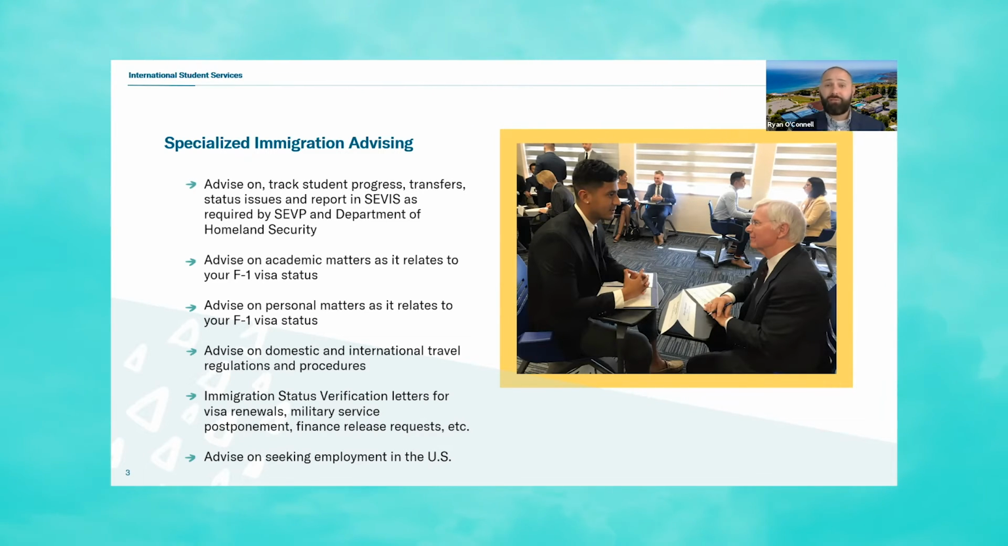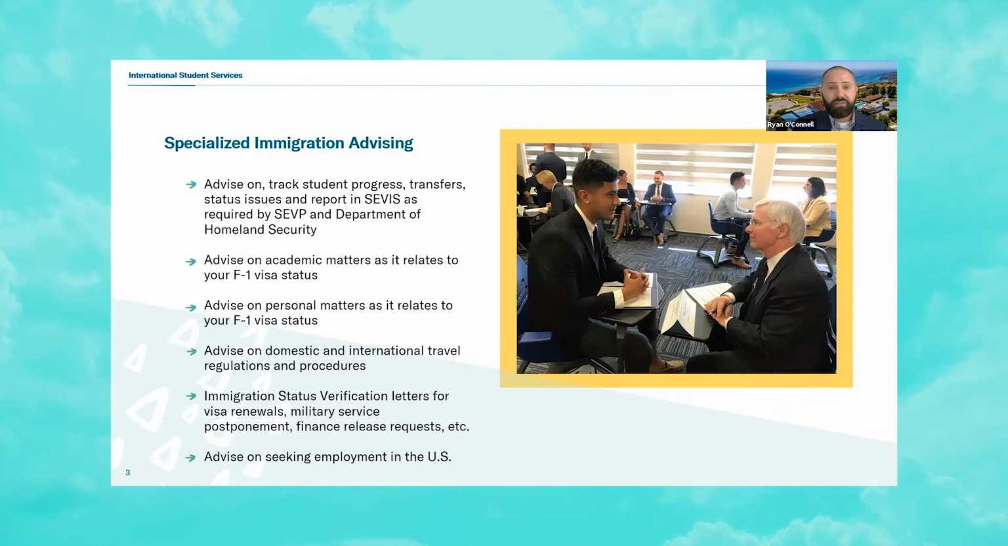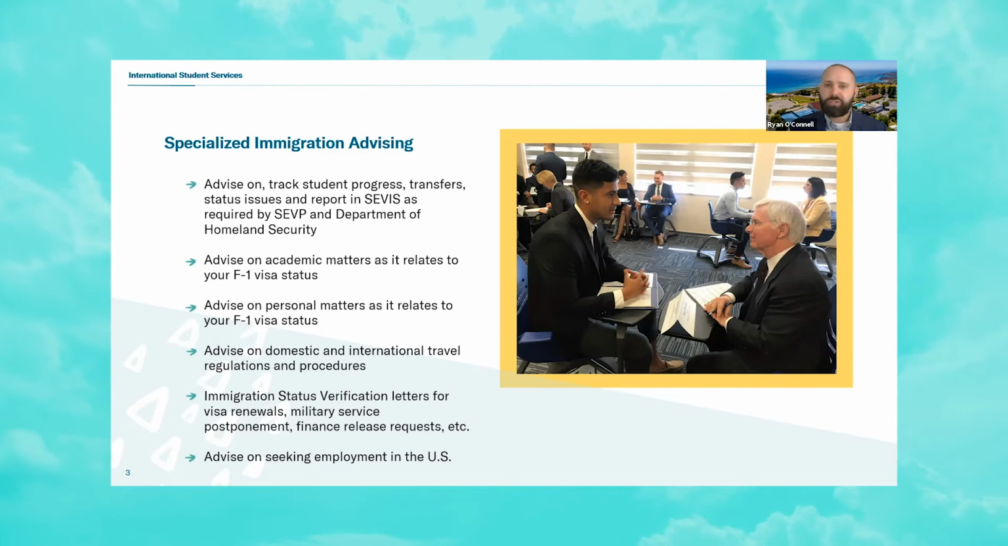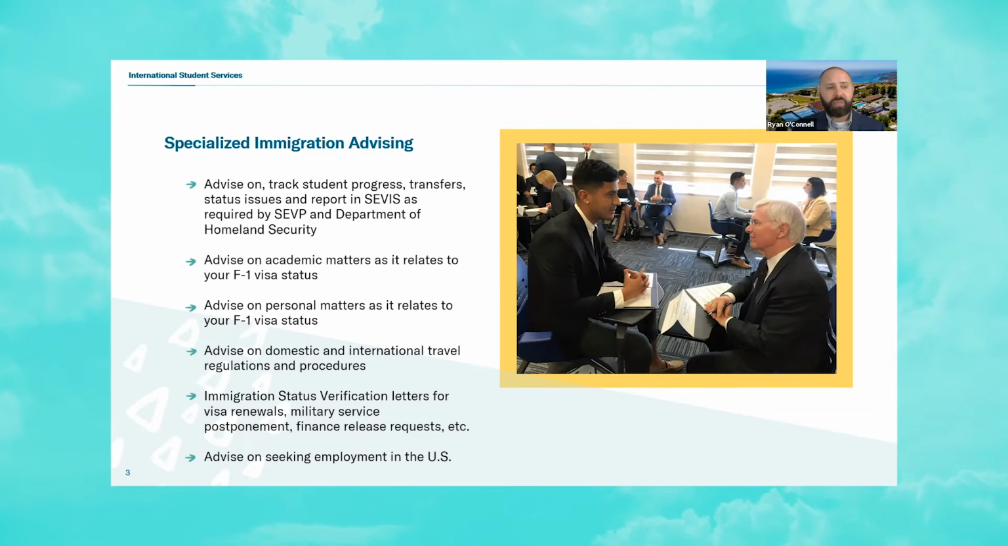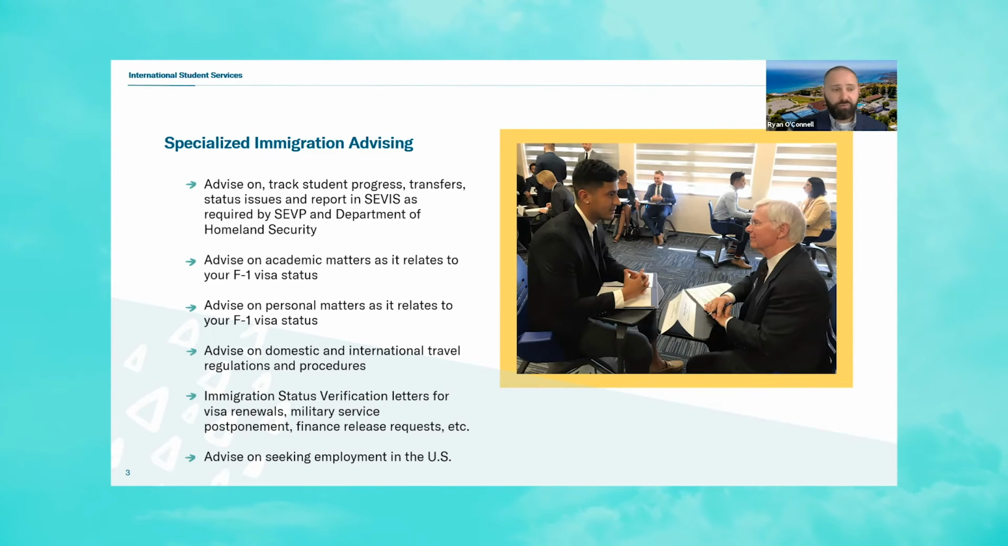I'm going to do some government reporting, which is required of us from the government, to help you maintain your visa status and make sure that you're doing everything correctly to maintain that visa status. So there are no issues, right? So you can travel freely and do all those things that you need to do. And that work I do in conjunction with the US Department of Homeland Security. I'm going to advise you on all of those matters that relate to your F1 visa status, that immigration stuff.